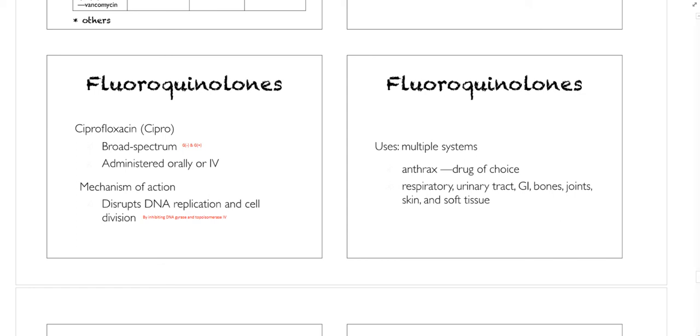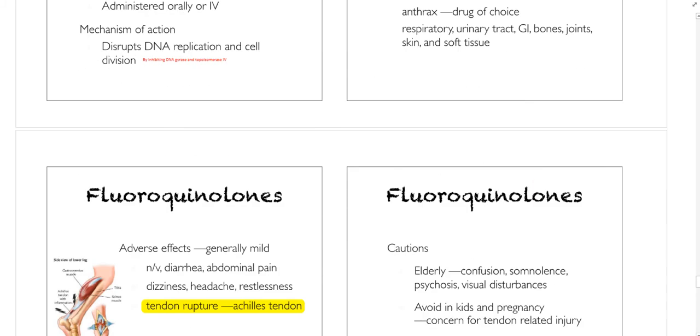It's used for lots of different things. It is the drug of choice for anthrax. It can be used in the respiratory system, urinary tract, all of those places. I don't need to read it all for you.